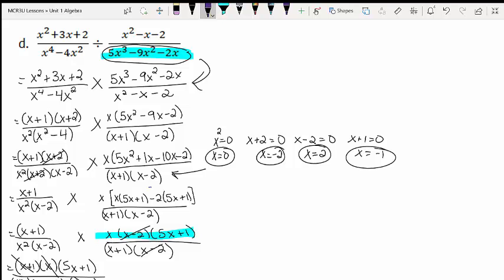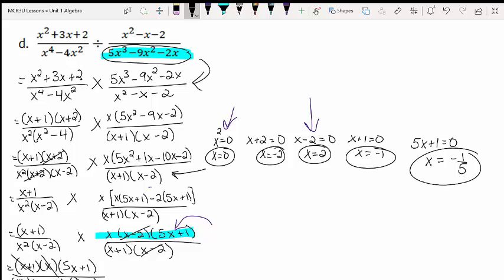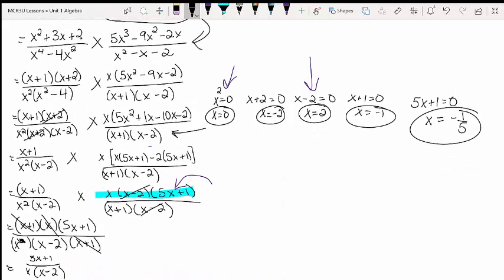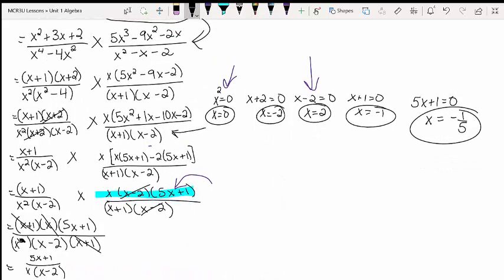Okay, so we have to add in a new restriction. Okay, x we've already got covered right here. X minus 2 we've already got covered here. But we also need to add a restriction for 5x plus 1. So our other restriction is at negative 1/5. So therefore, our final answer is simplified there, and our restrictions are x cannot equal 0, negative 2, 2, negative 1, and negative 1/5.